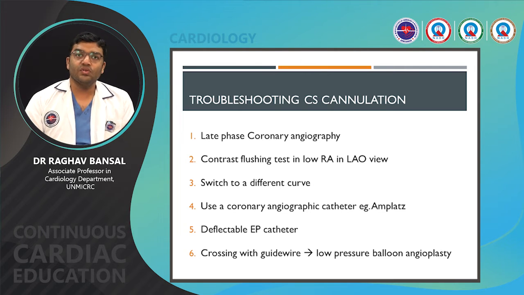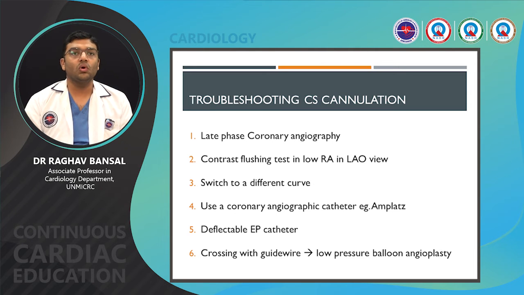You can use a contrast flushing test in the low RA in the LAO view. So once you are in the LAO view and you are in the low right atrium and you are not able to cannulate the CS, you can just inject some contrast there and see if you can see the CS ostium. If you are able to see the CS ostium, it will help you give the direction where you want to go. If nothing is helping, you have to switch to a different curve. Don't delay it too much.